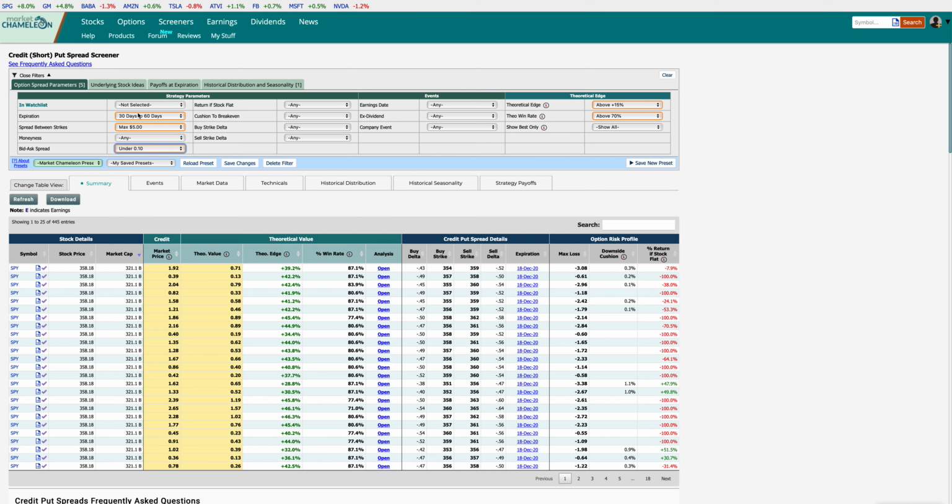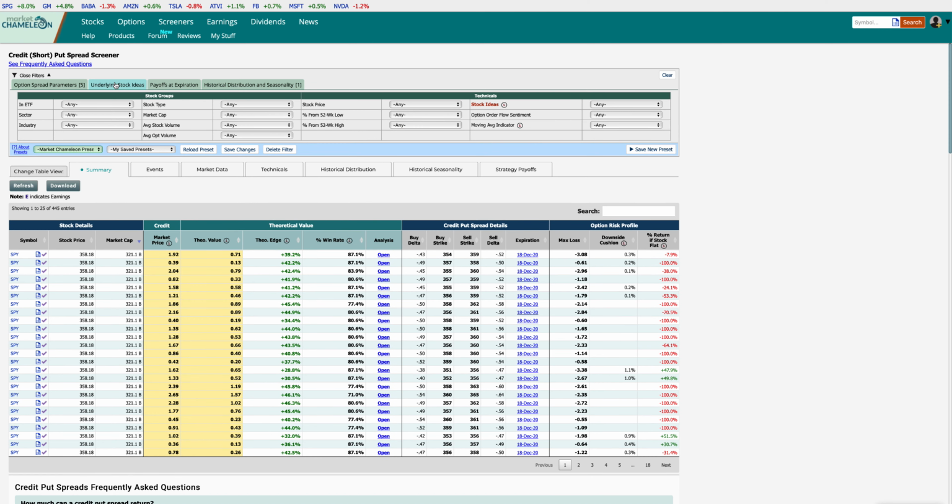Moving on, days to expiration. I normally go with 30 to 60 days. As we know, theta decay happens most around this time frame, around about 45 days. If you're looking to avoid dividends and also earnings, you can add these tabs in to filter out anything with dividends or earnings or a company event as well.